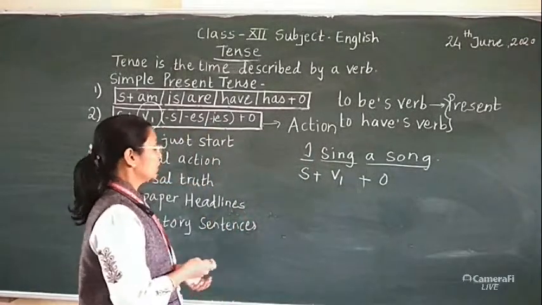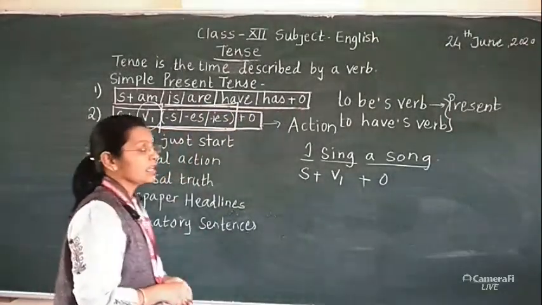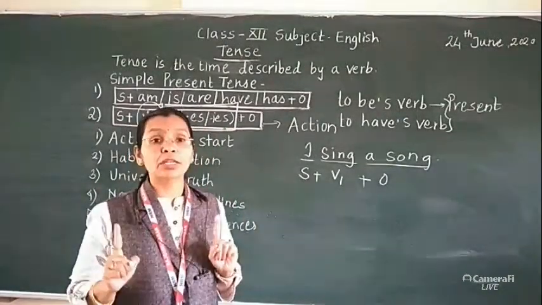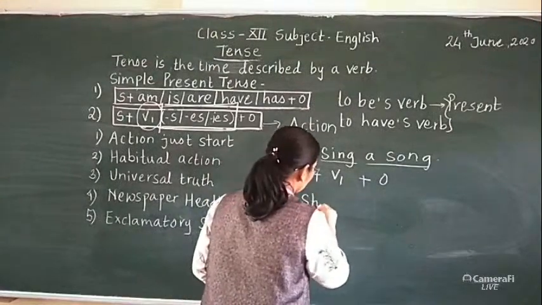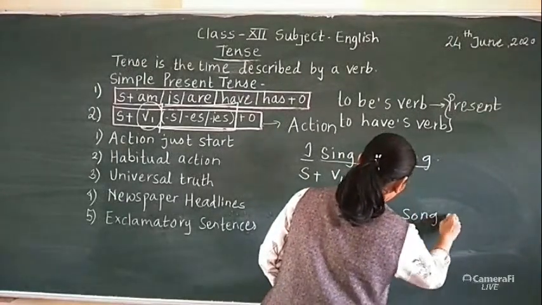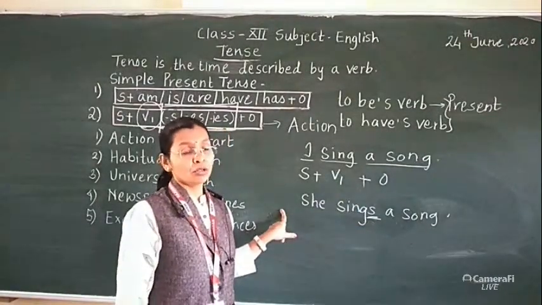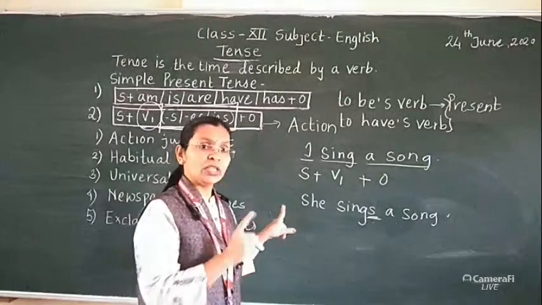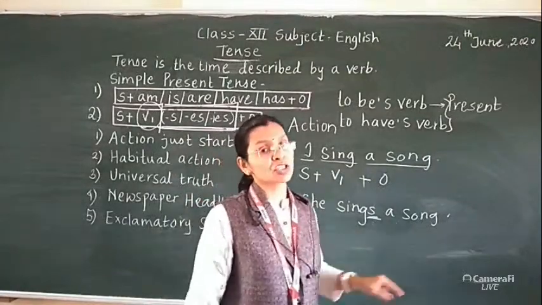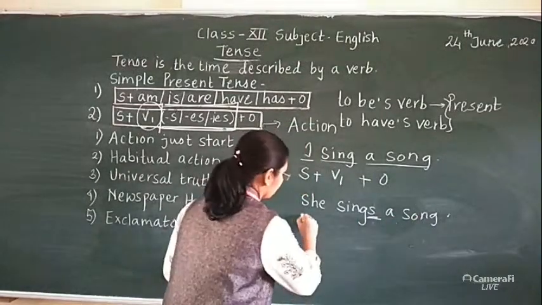Now in that formula, what is important? In that formula, this s, es and ies is very important. Why? Because this is used with the third person singular. For example, she sings a song. So what do I add here? S. Why add S here? Because this is the rule. I have cleared this rule in the last lecture. If you write the sentence "she sing a song," then your sentence is wrong. So what is the correct sentence? She sings a song.